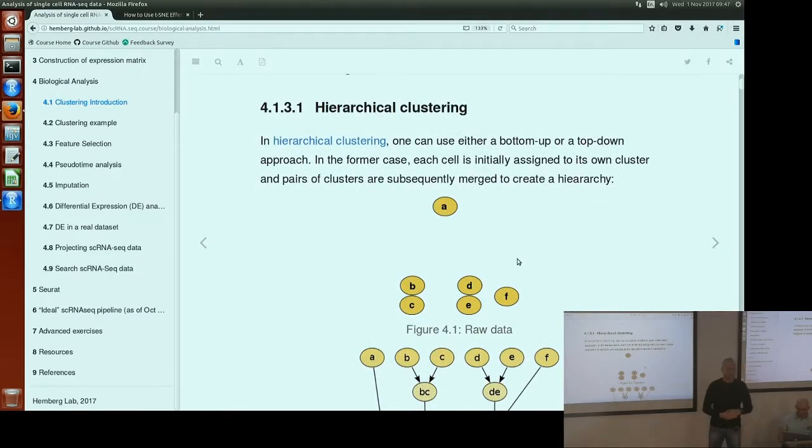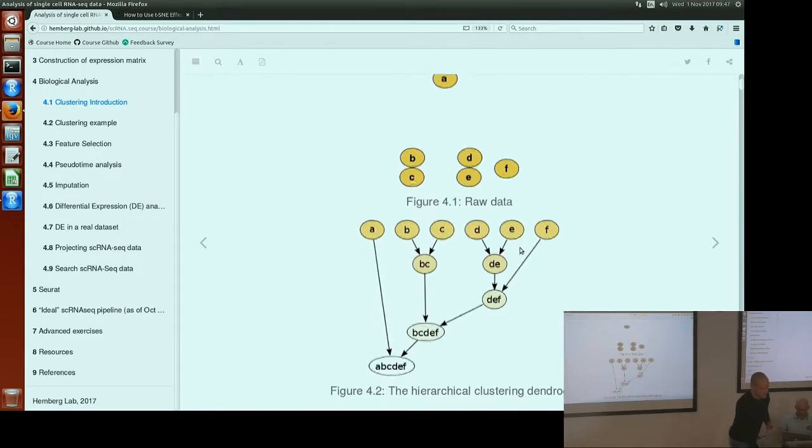So in hierarchical clustering, you can either use a bottom-up or top-down approach. So in this case, you would imagine that you have cells in your experiment. Then you would put each cell into a separate cluster. And then by looking at distances between the cells, you would merge similar cells together into one group. And this is how you will create a hierarchy in your data set. So this clustering doesn't give you a single solution, but it will give you a hierarchy of your data. And you can cut this tree at different levels. And depending on where you cut it, you can get a different number of clusters in your data set.